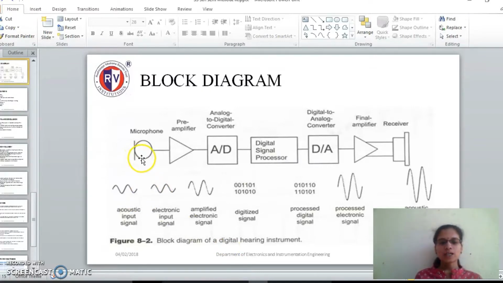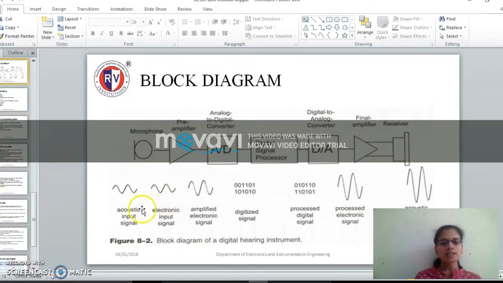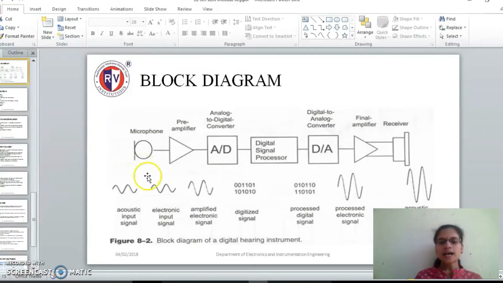First, the microphone. The microphone is a sensor. It converts the physical signal into electrical form. Whatever signal comes from the environment, like sound, is in a physical form, and it is converted into an electrical signal by the microphone. Then that electrical signal's amplitude is very small, so we have to increase it using a preamplifier.